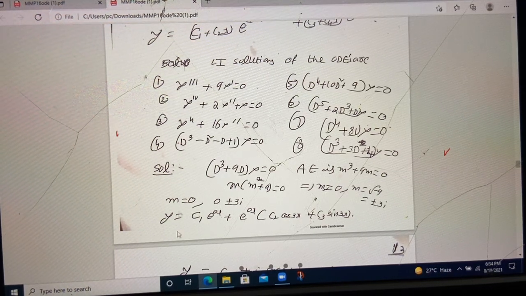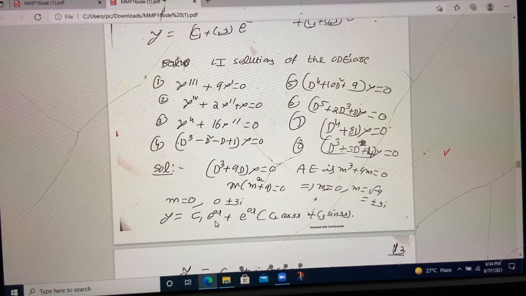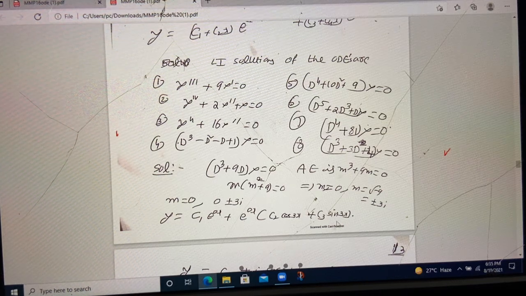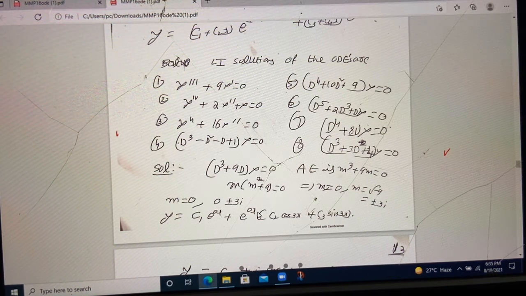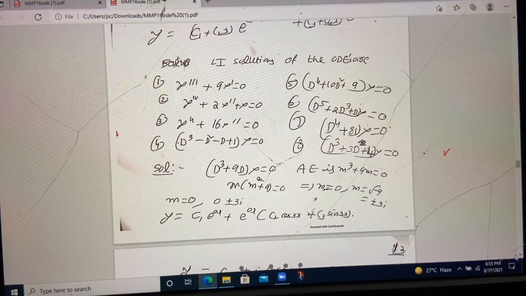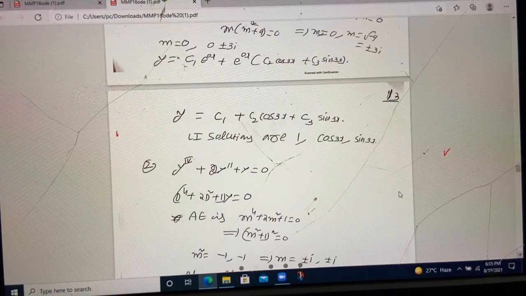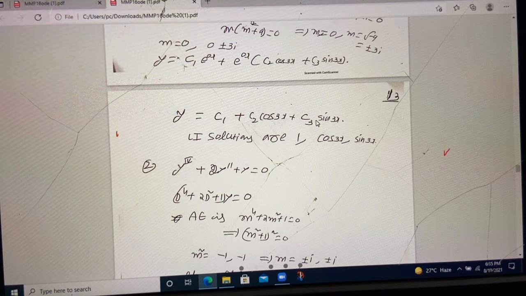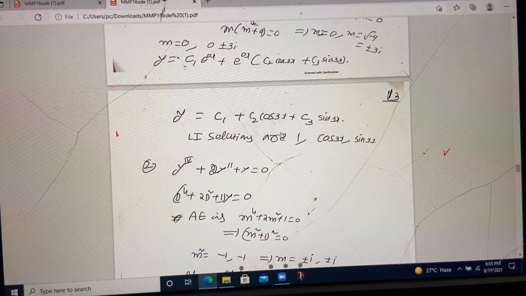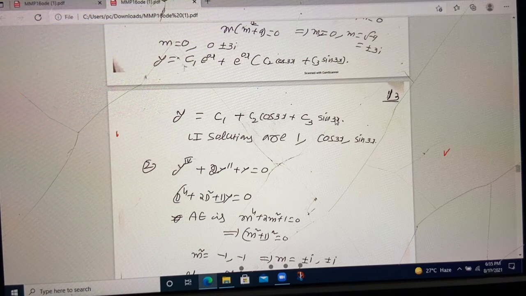So what is the solution for this? y equal to C1 e power 0x plus e power 0x, C2 cos 3x plus C3 sin 3x. e power 0x means 1. So y equals C1 plus C2 cos 3x plus C3 sin 3x. So what are the independent solutions? C1 coefficient is 1, C2 coefficient is cos 3x, C3 coefficient is sin 3x. So these are the independent solutions of this.